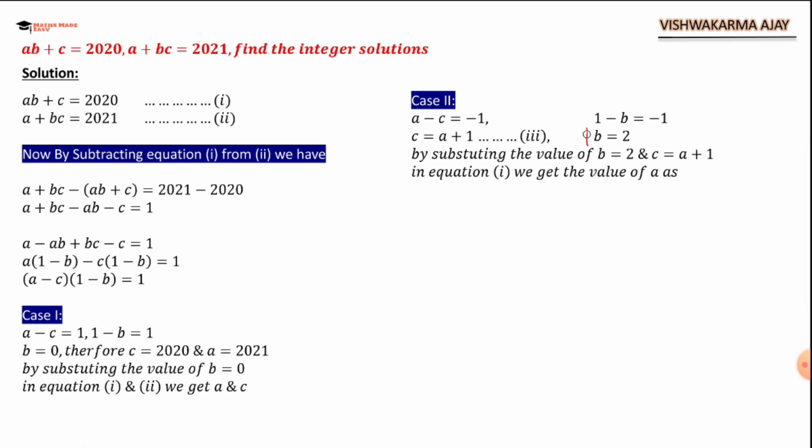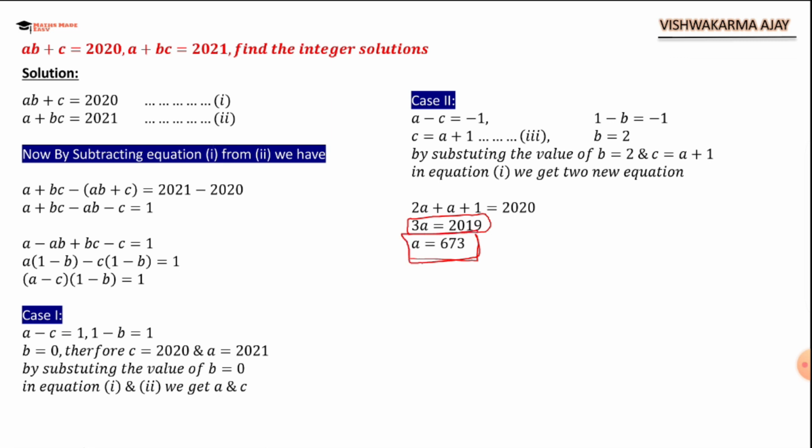We already got our value of B, and now I will be substituting them in equation number 1. Since the value of B is 2, it is 2A plus A plus 1, since the value of C from equation number 3 is A plus 1. Now 2A plus A is equal to 3A is equal to 2021 minus 1, that is 2019. Now divide by 3, and we get our value of A that is 673.